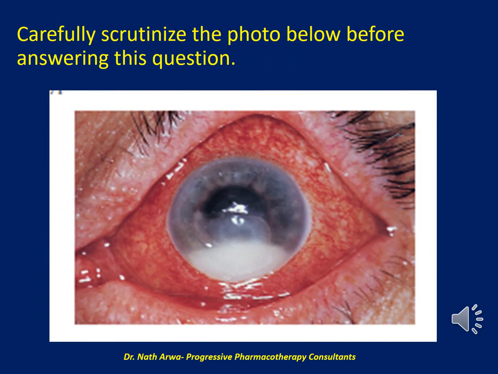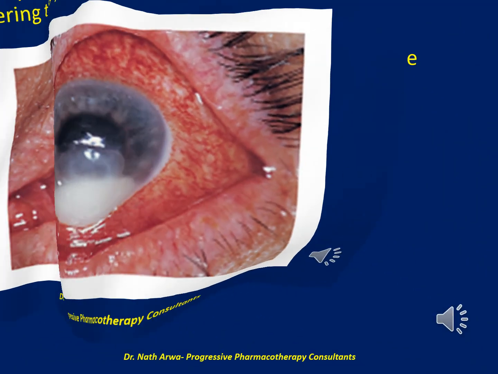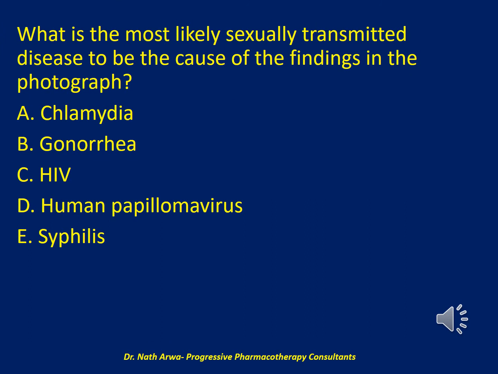Pause the video and carefully scrutinize the photo below before answering this question. What is the most likely sexually transmitted disease to be the cause of the findings in the photograph? Is it A. chlamydia, or B. gonorrhea, or C. HIV, or D. human papillomavirus? Or is it E. syphilis? I will give you 10 seconds to choose the correct answer to this question from the listed options.